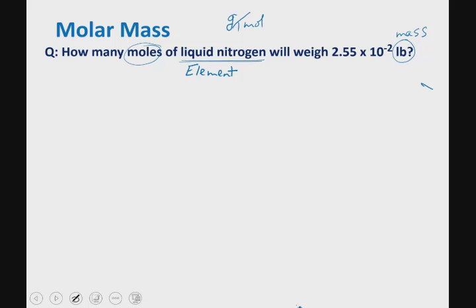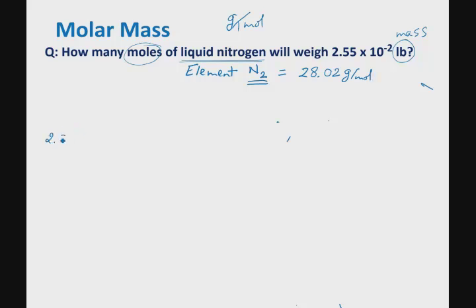Okay, so nitrogen element has a chemical formula N2, not N, because if it is N2, its molar mass will be not 14.01 grams per mole, but 28.02 grams per mole. In other words, 1 mole of N2 has a mass of 28.02 grams. Okay, so now we are ready to set up this problem.